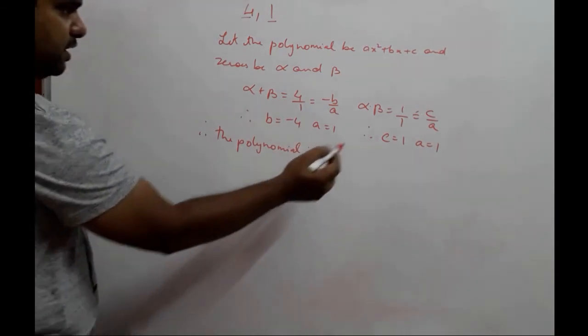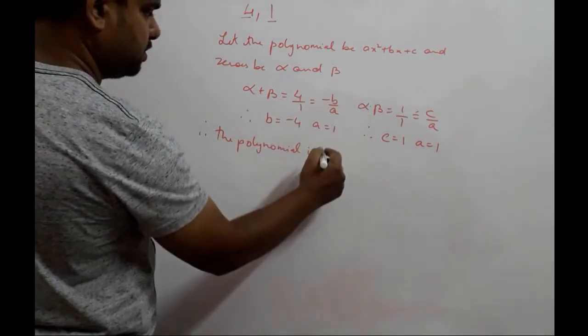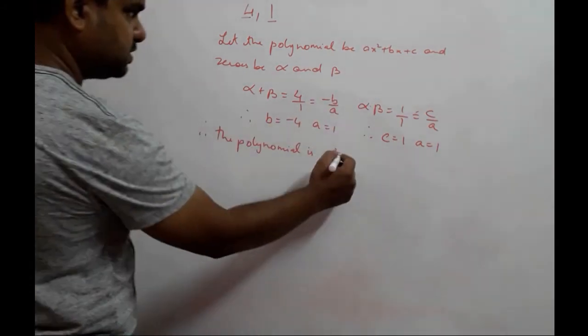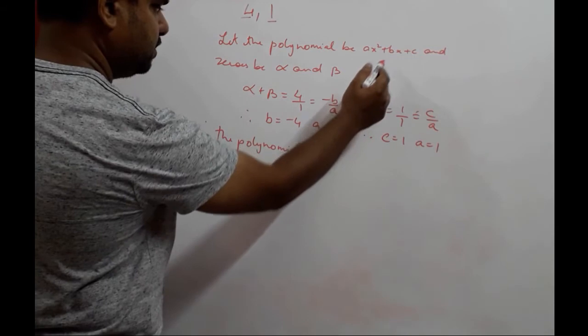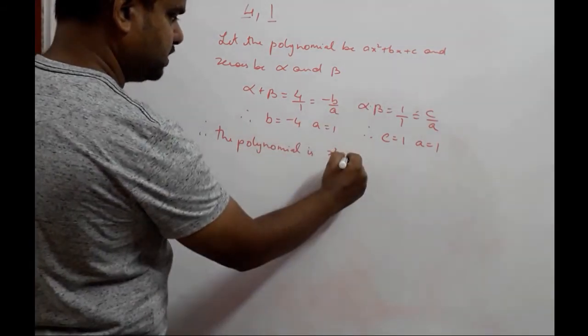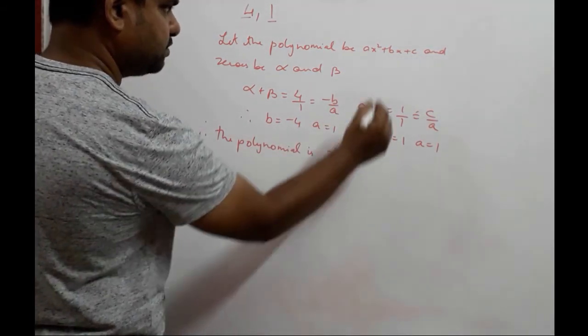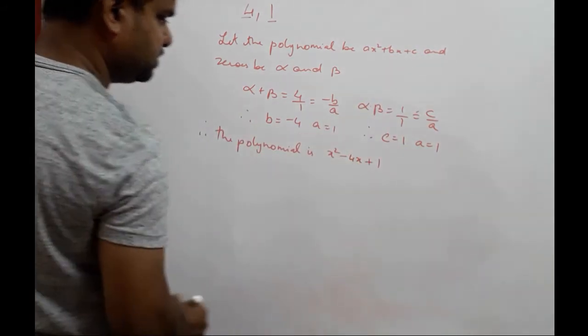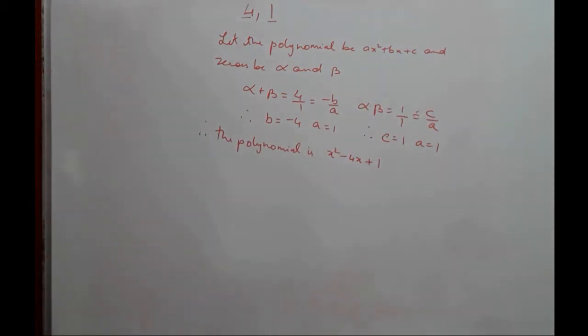So hence the polynomial is: a is what over here? 1. 1 into x square is x square. Next, b over here is what? Minus 4. So we write it as minus 4x. And c is 1, so we put c. So this is your polynomial. I hope you all have understood. Let us take a few more examples.